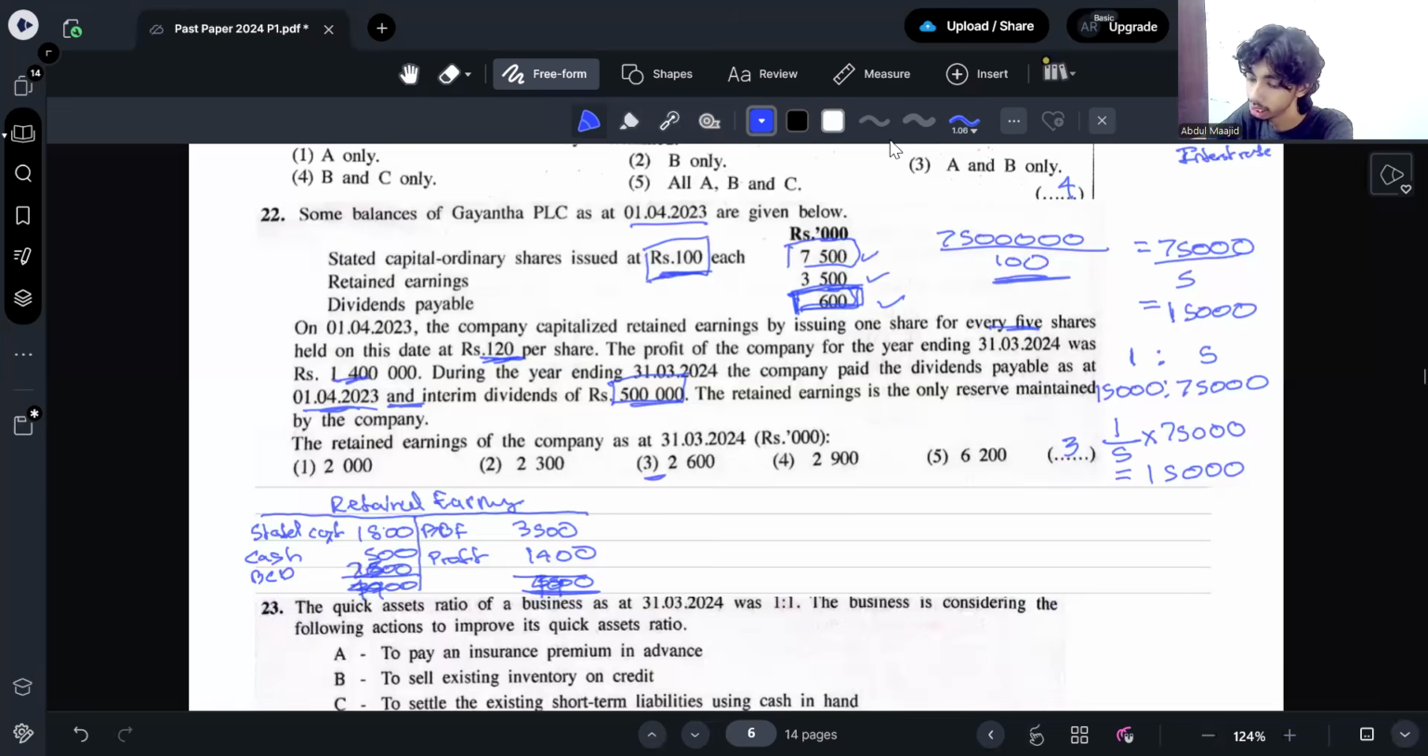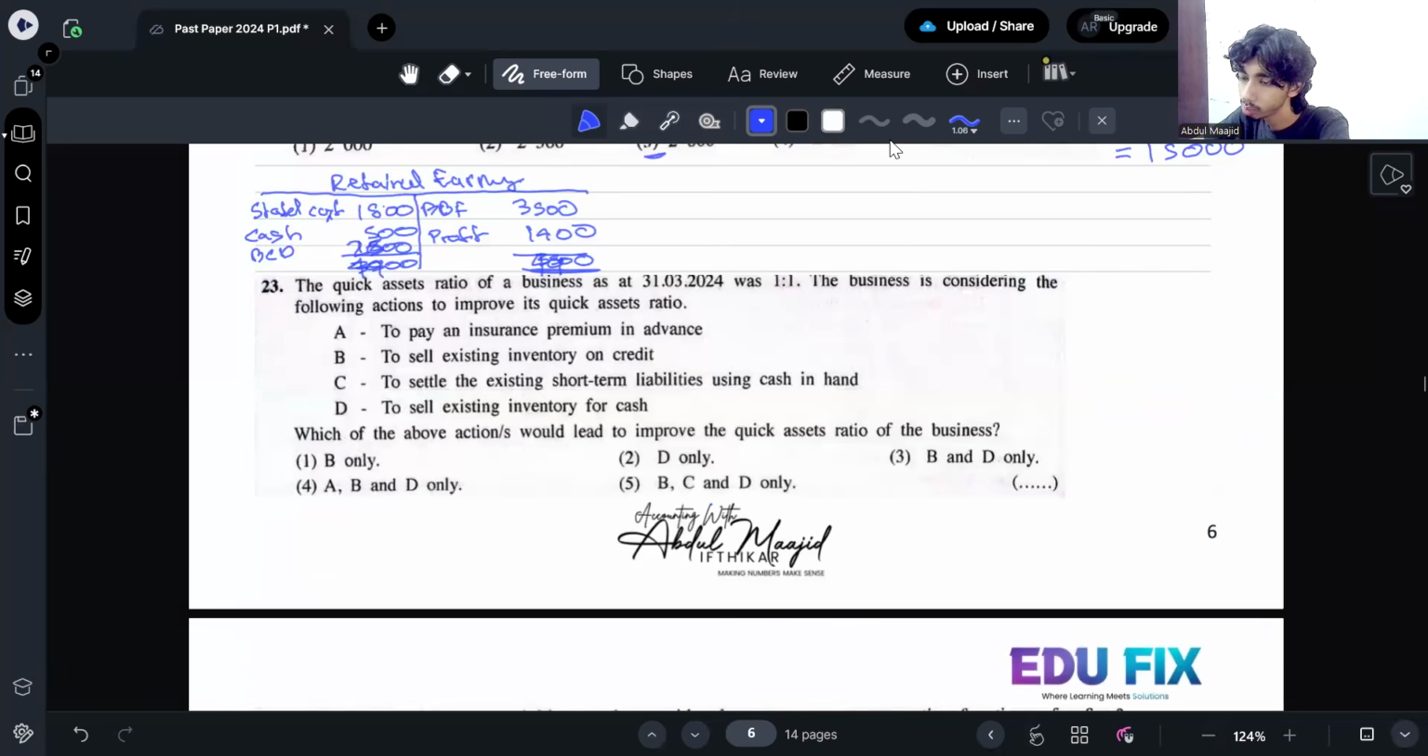Okay. Then question 23. The quick asset ratio of a business as at 31st March 2024 was 1:1. The business is considering the following actions to improve the quick asset ratio. Which of the above actions would lead to an improvement in the quick asset ratio? To pay an insurance premium in advance. What will happen? Will the quick asset ratio increase or decrease?